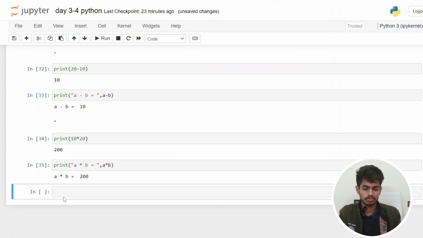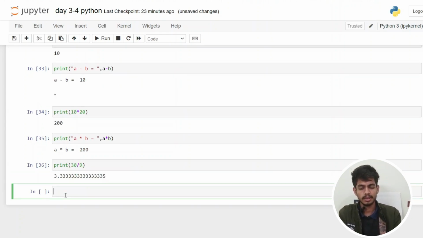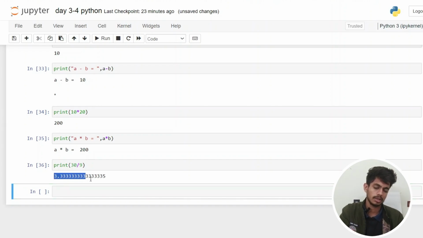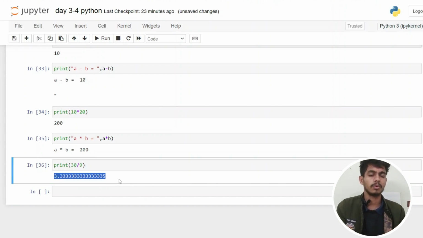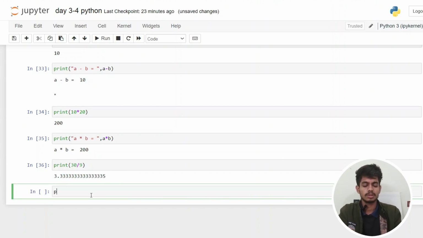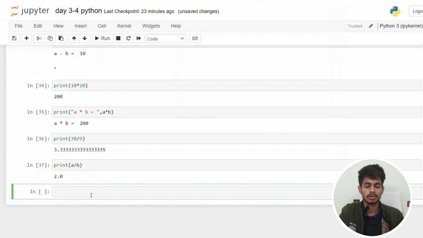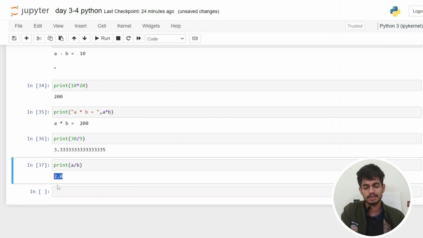The divide operator, we use it like this. Print 30 divided by 9. We give the values in the form of decimal points, so it will not give you a whole number 3. Python's divide operator gives the result in decimal values. If you want to use this with variables, we pass a divided by b, which is 2.0, so we get the division result in float format.